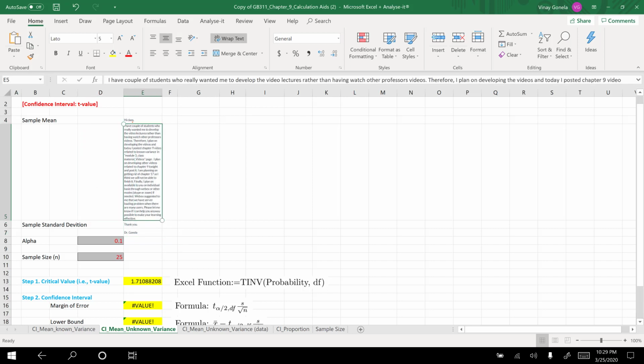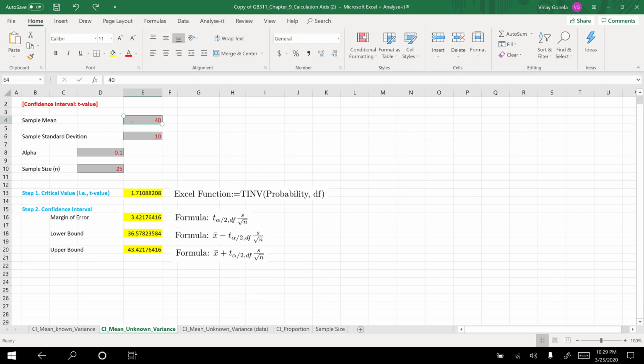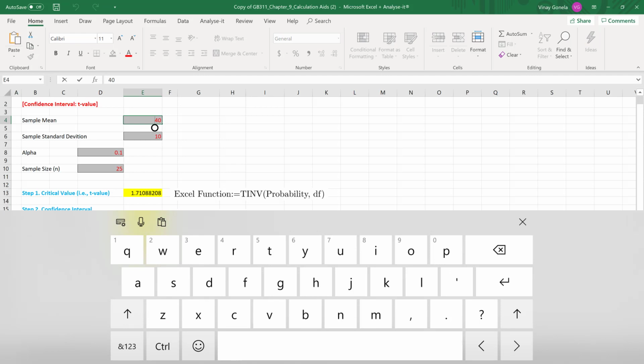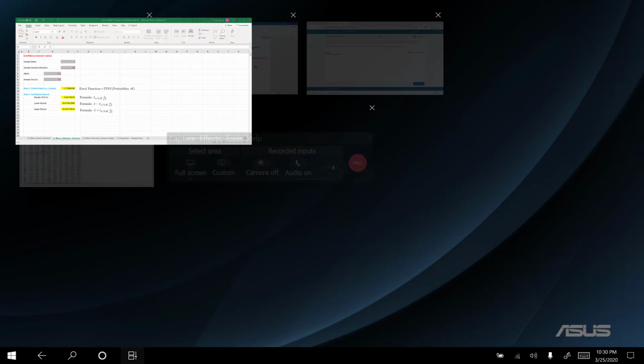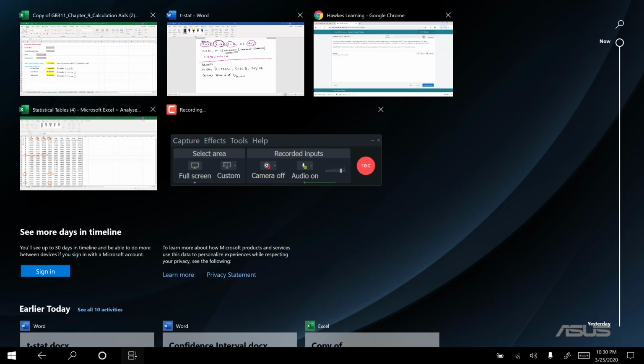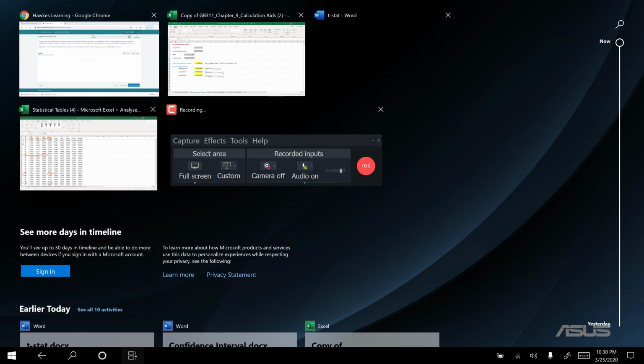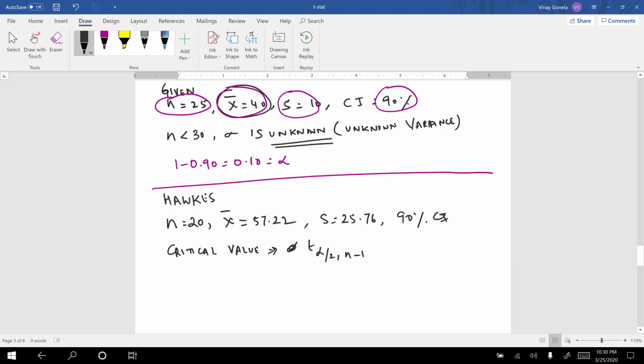Maybe I will close this. I need to undo this. Let me download a new document. Okay, I will delete this, and then our x bar is 57.22. So that is our x bar.